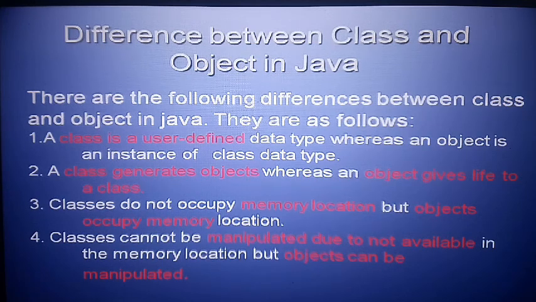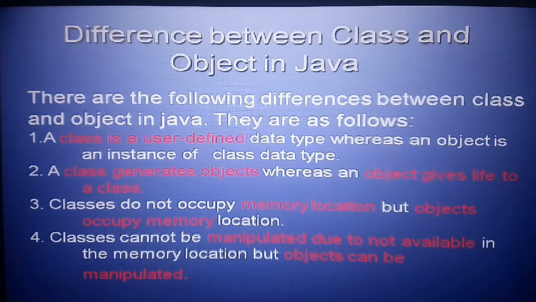Second difference, a class generates objects. Yes, of course, the class generates objects. As I already told you, class name, object name is equal to new and class. A class generates an object, and an object gives life to the class, because without an object a class is nothing, right?